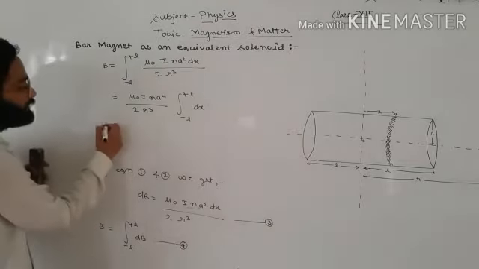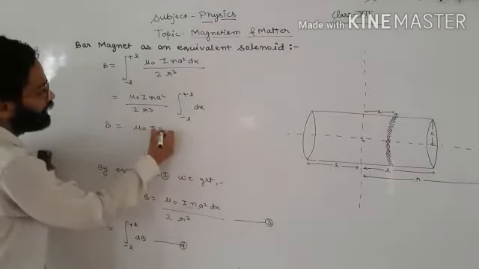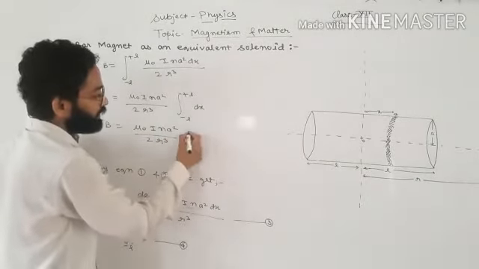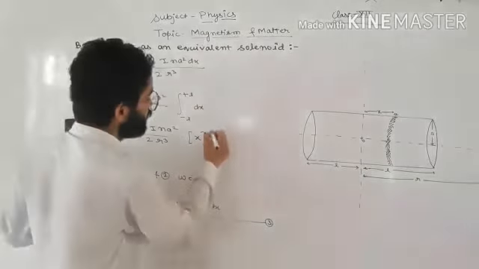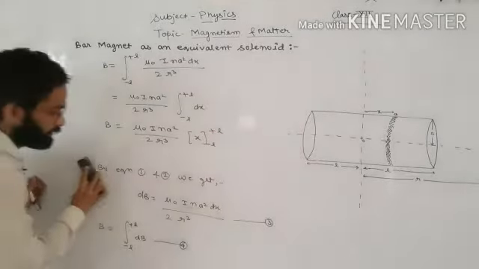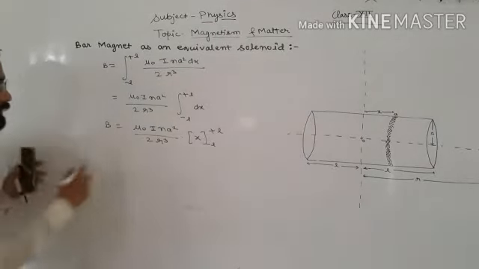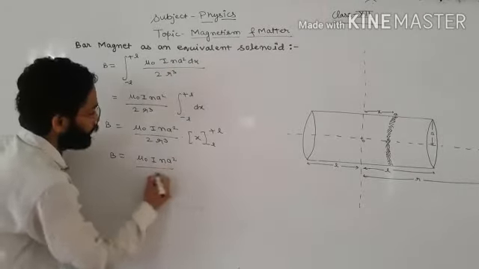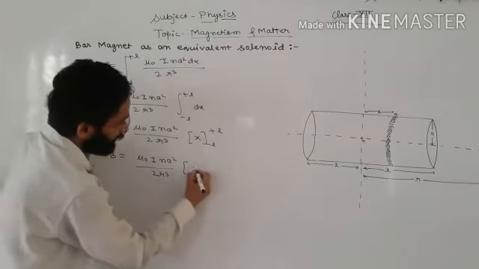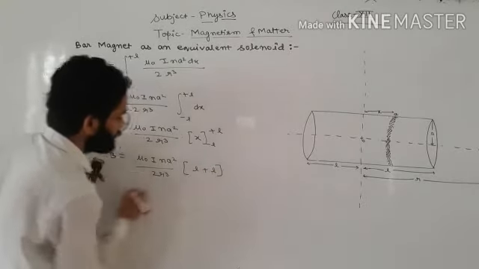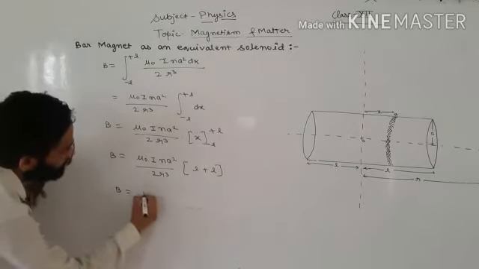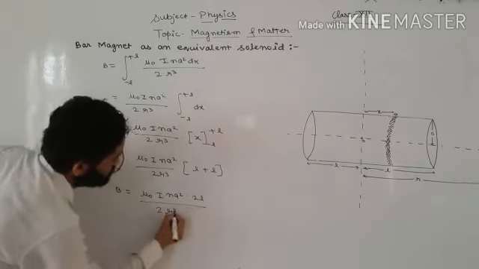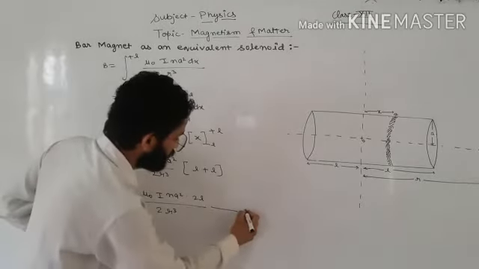Now we will integrate this and we will get the answer, that is mu naught I n a square upon 2 r cube, and dx integrated gives x, with limits minus L to plus L. Now moving further, this can be written as L minus minus L, which is L plus L, so B is equal to mu naught I n a square into 2L upon 2 r cube. This one would be equation number 5.